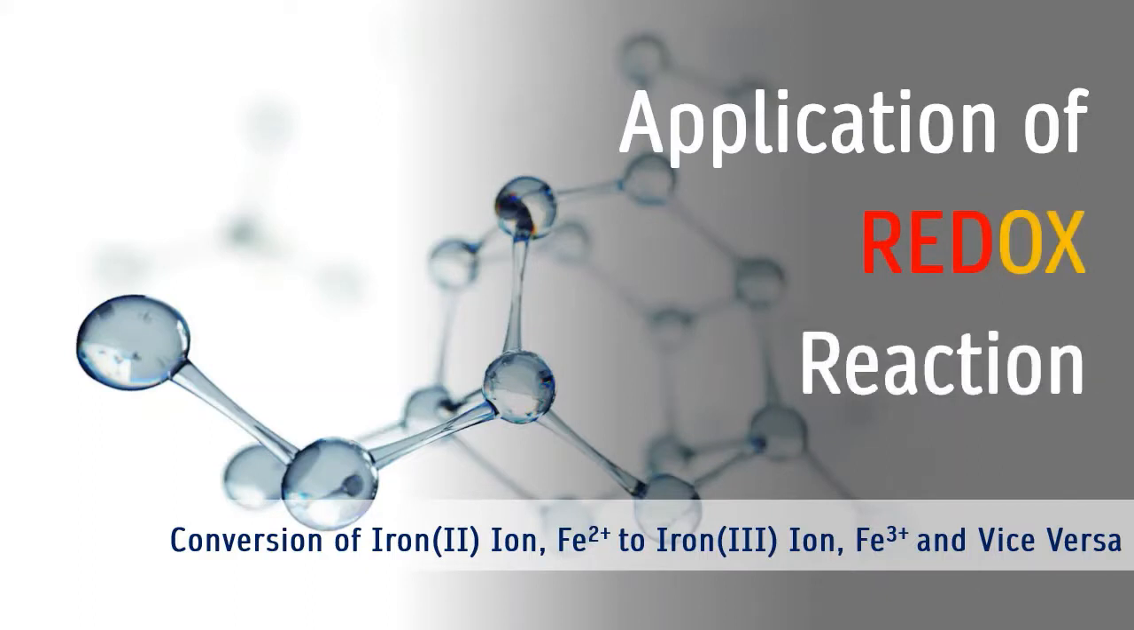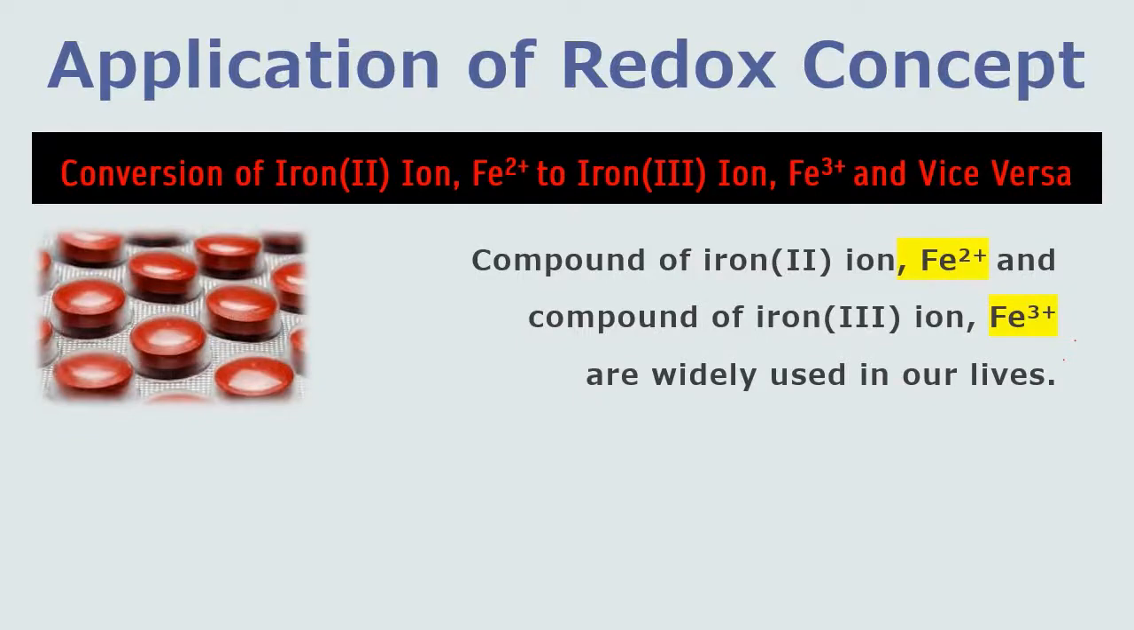Now we will move to the first application of redox reactions, which is the conversion of iron 2 ion to iron 3 ions and vice versa. For your information, compounds of iron 2 ion, which is Fe2+, and iron 3 ion, which is Fe3+, are widely used in our life.